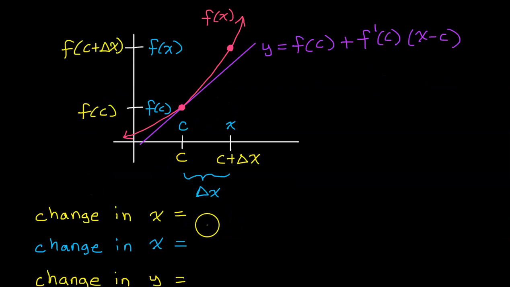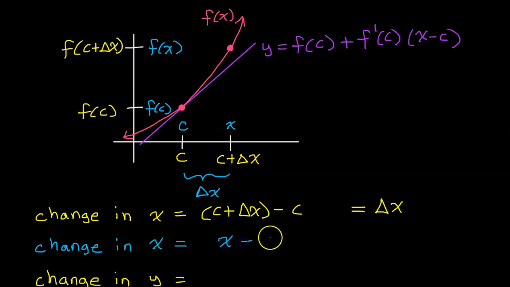Differentials are all about the change in x and the change in y. So the change in x is going to be x2 minus x1. Using the yellow names, that's going to be c plus delta x minus c, right? x2 minus x1. So that's the change in x, so we can always call that delta x. Using the blue names, the change in x will be x minus c. So that's also delta x.